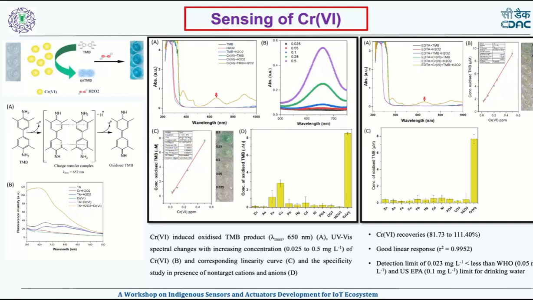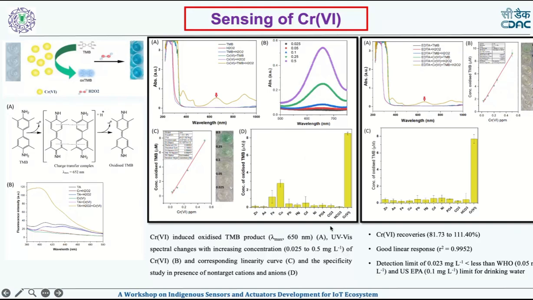Based on this principle, in the detection process we added EDTA, and we found that using EDTA only chromium gives a signal. You can see if we have EDTA and chromium, and then add TMB and H2O2, it gives a blue color complex, and this complex has a linear range. This linear range goes from 0.025 to 0.5 ppm. This range is quite good, and it gives a very practical sense of using this particular mechanism.